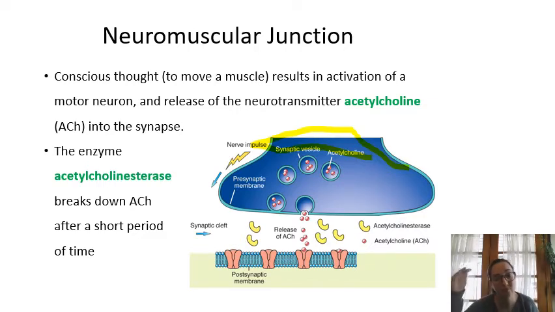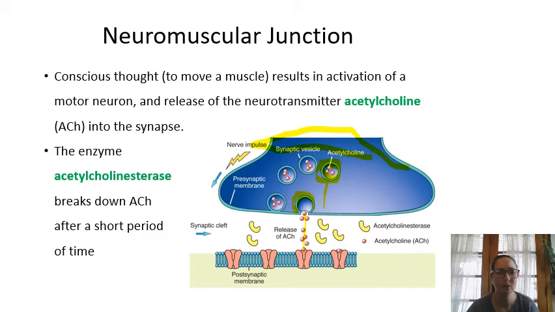Right, so as the action potential comes down that neuron, when it reaches the end of the neuron, it's going to convert from an electrical signal to a chemical signal by releasing these vesicles that are full of acetylcholine. These vesicles then migrate down to the end of the axon terminal, and through a process of exocytosis, we release the acetylcholine into the synapse. That acetylcholine is going to travel across the synapse, and there are receptors on the muscle cell that are going to pick up that acetylcholine.